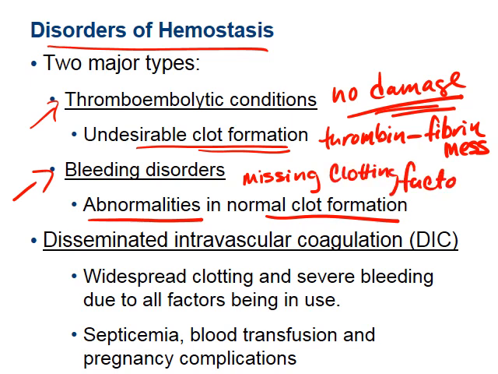So one of those clotting factors that's in the intrinsic cascade, if you're missing that clotting factor, then you're not going to make as much prothrombin activator. It's going to take longer for you to stop bleeding.